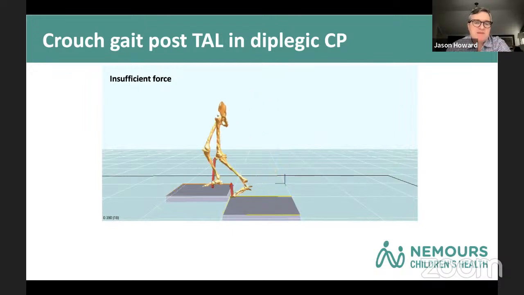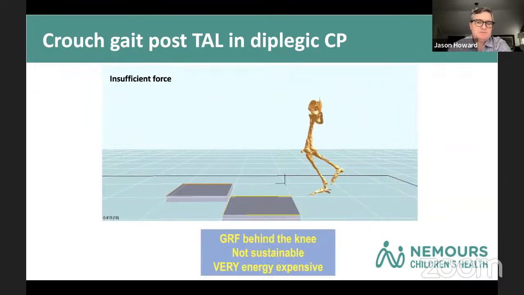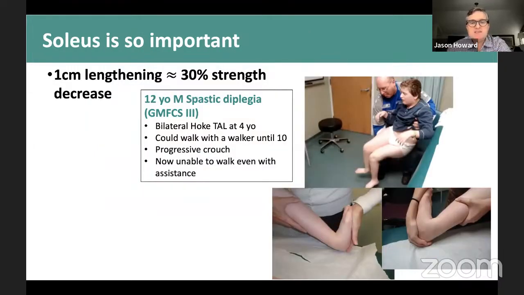And that over time, that's not sustainable for most children with neuromuscular disease. So you want to avoid this and really try and not lengthen the soleus unless you absolutely have to. The soleus is so important.